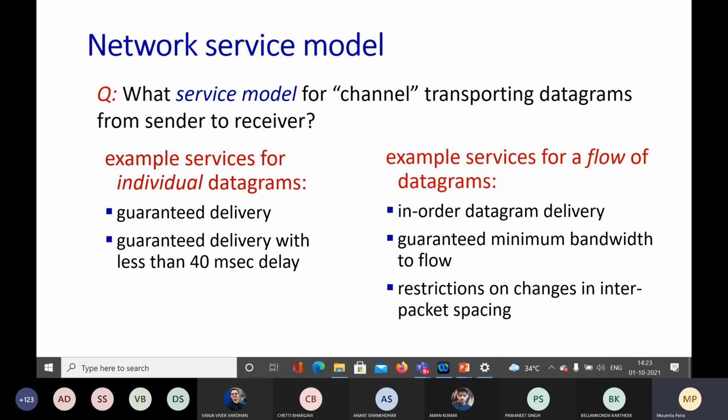Now, what are the services for flow of datagrams? Okay. So first is in-order datagram delivery. That is one example service. Another is that there should be a guaranteed minimum bandwidth to the flow. That means whatever data is being transmitted, it should be transmitted with some minimum bandwidth. And the other one is that there should be restrictions on changes in inter-packet spacing.